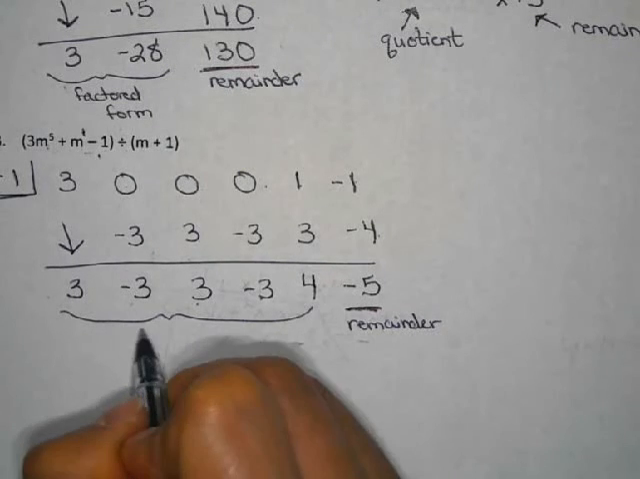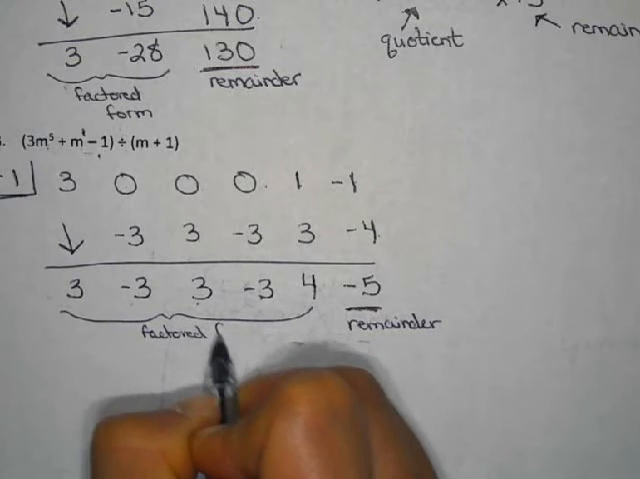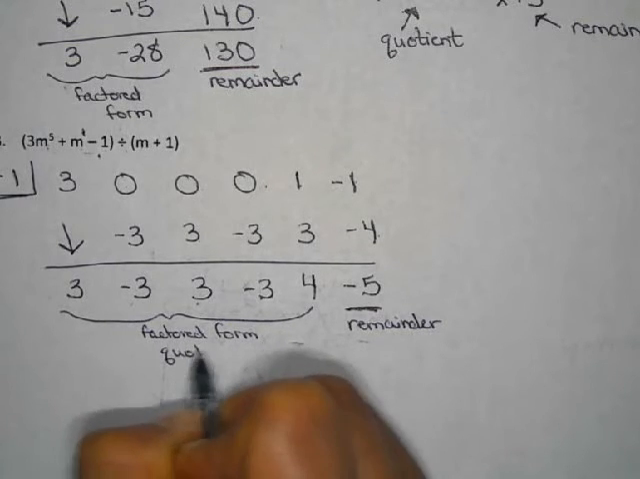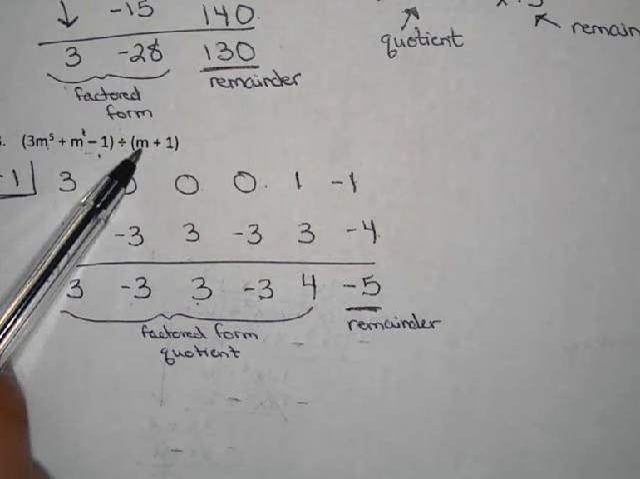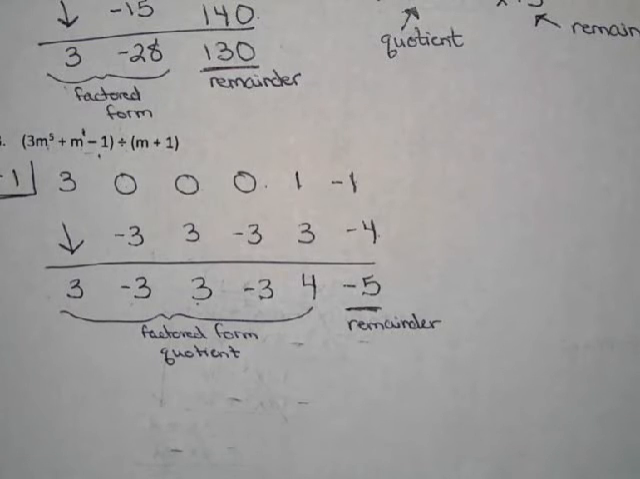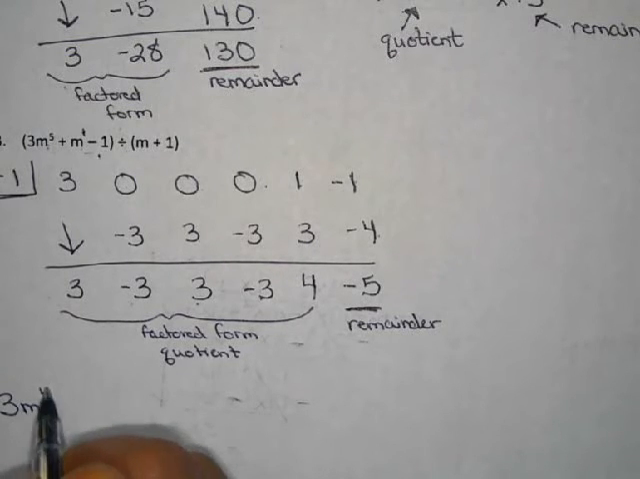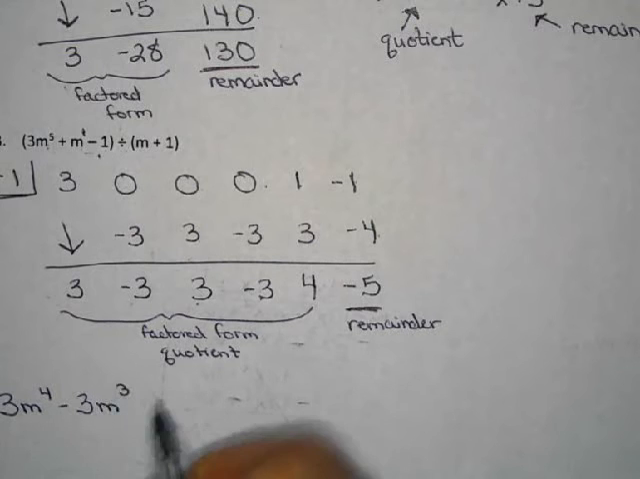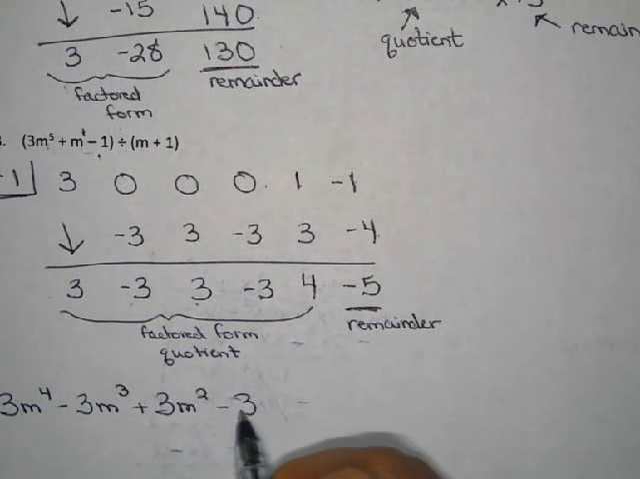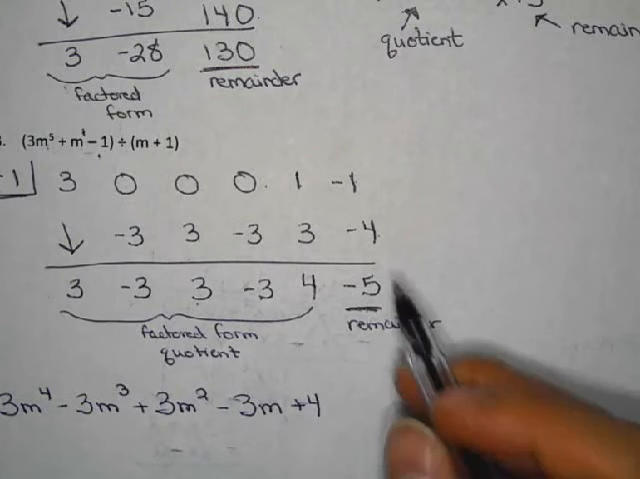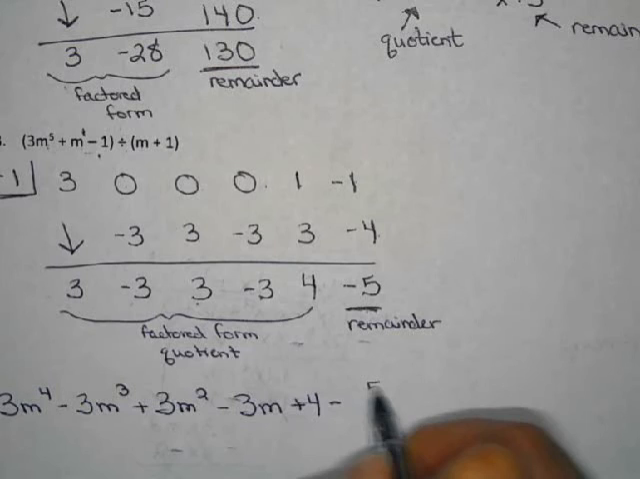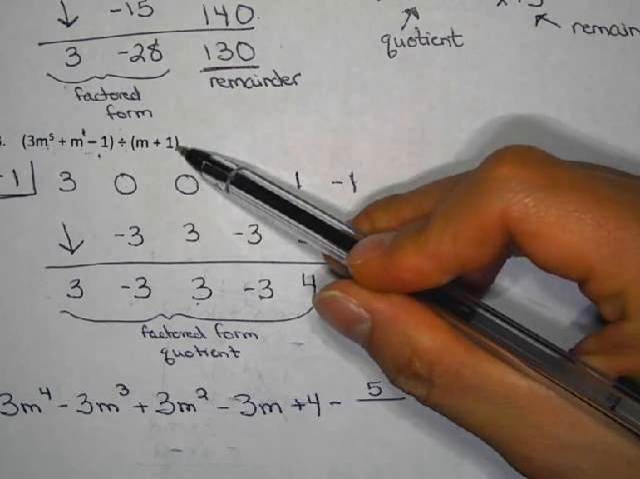And this right here is your factored form, or your quotient, or however you want to remember it. Now again, everything drops down a power because we were at the 5th power and we divided by just a single m here, so it's going to drop down to the 4th power. So our answer here is 3m to the 4th minus 3m cubed plus 3m squared minus 3m plus 4. And then of course we have our remainder of negative 5. So we have minus 5 over what we divided by, which is m plus 1.